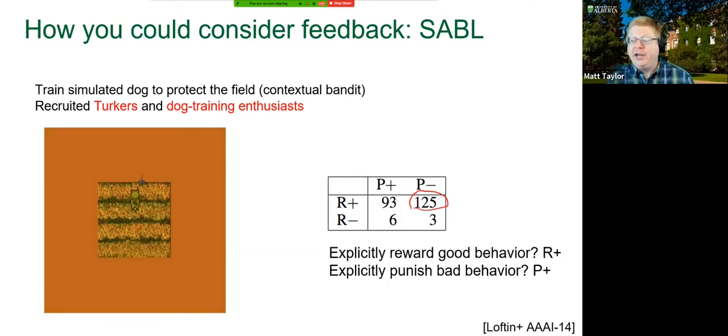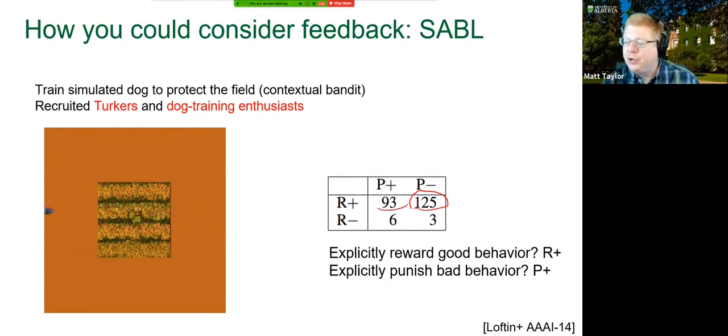So the majority said good job when the dog did the right thing and said nothing when the dog did the wrong thing. So that's the behavior we're seeing here. So then the agent can learn that saying nothing means I'm doing something wrong.